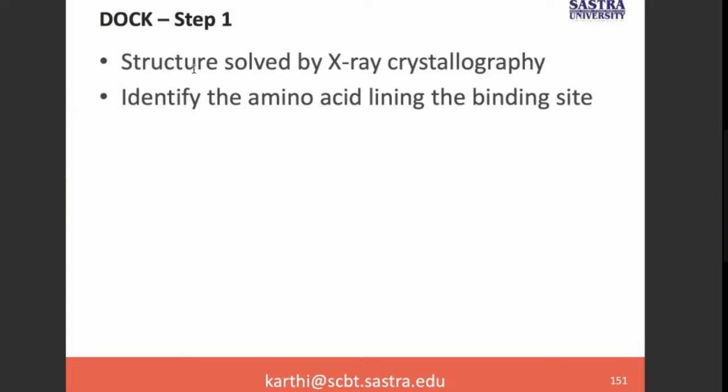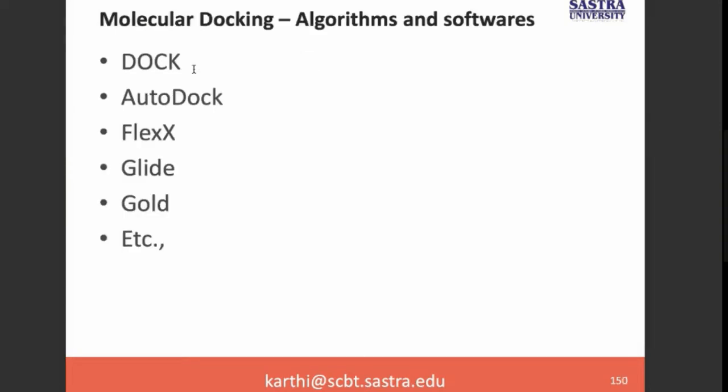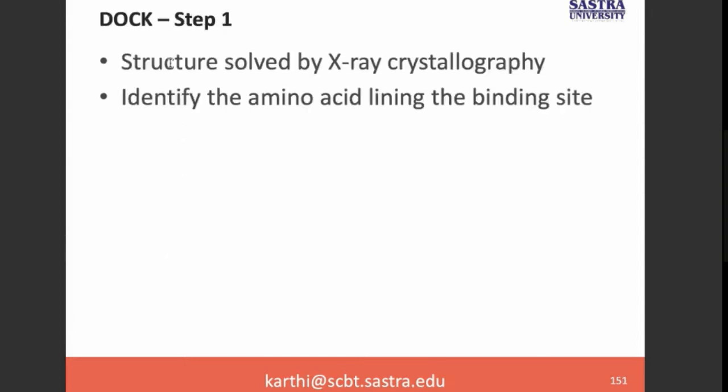In the next class, I'll give an overall idea about the different search parameters which are available. In this class, I am going to focus only on the first algorithm, the DOCK algorithm. As I said, DOCK is a docking program written by the University of California, UCSF DOCK, as the name itself says. It's a very good algorithm and comes under rigid body docking algorithms.